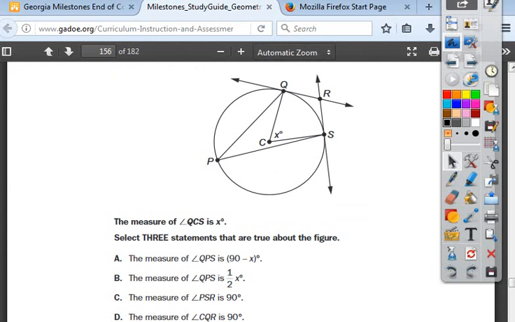On something like this, you just got to understand the parts that you're looking at. If this is x, I know that this is x. If this is tangent and hits a radius, what does that mean? It's a right angle. It makes a right angle. I know that angle P is half of whatever x is. All of those rules work. You just got to be able to figure out what they're talking about.